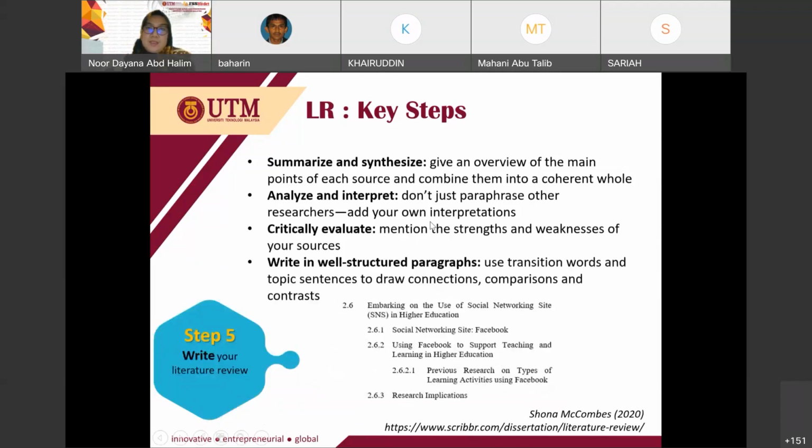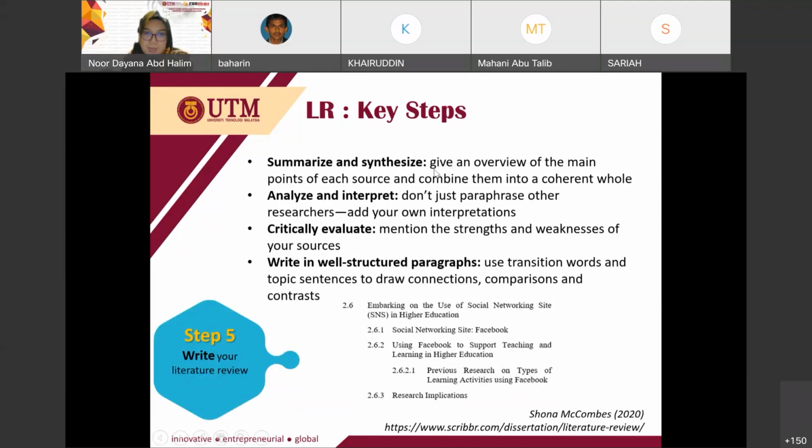Okay, next is the last step. Write your literature review. After you list down the topics and the subtopics, and then you identify the keywords, the important keywords, the variables, and all the things, then this is the time you write your literature review.